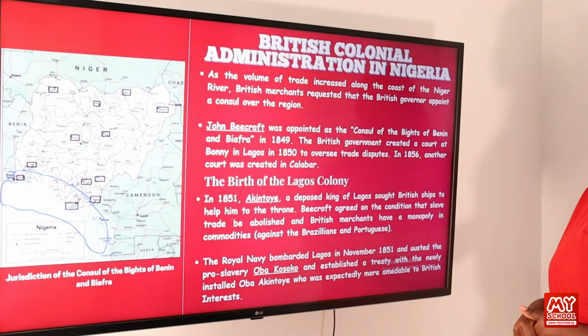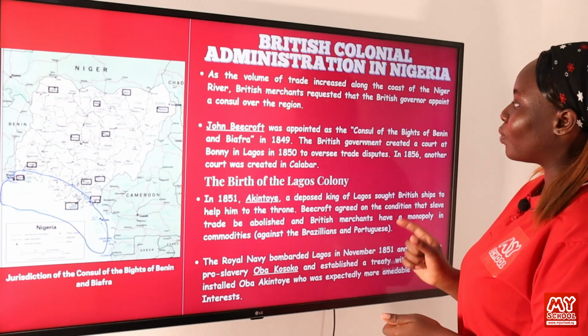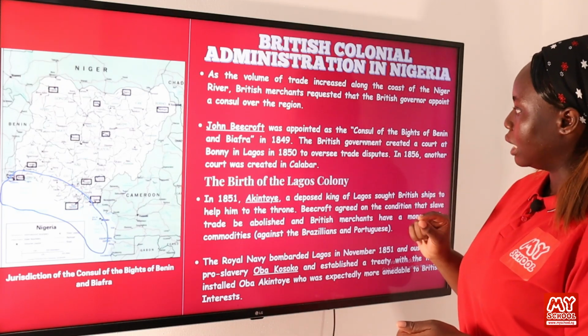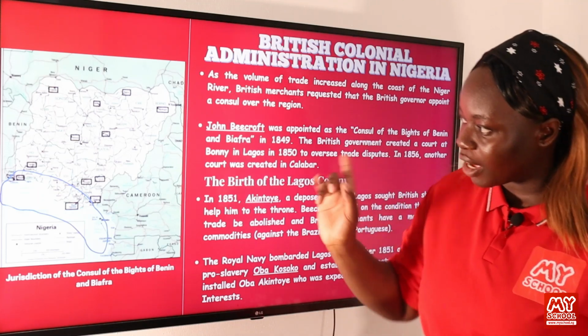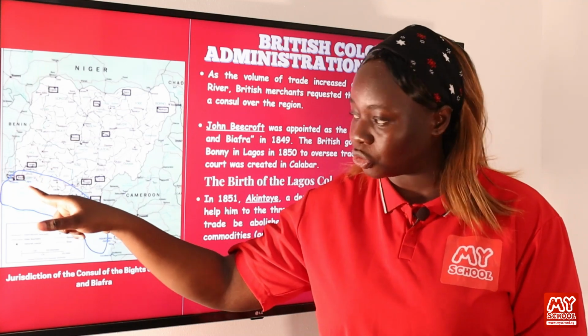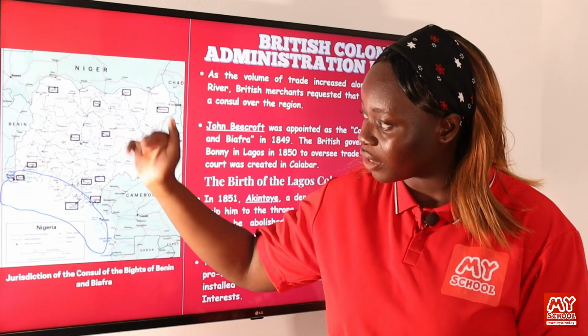Okay, as the volume of trade increased along the coast of the Niger River, British merchants requested that the British governor appoint a consul over the region. So a man named John Beecroft was appointed as the consul of the Bights of Benin and Biafra in 1849. These Bights of Benin and Biafra are the area of the coast along the Nigerian territory, where the British people traded with the African merchants.